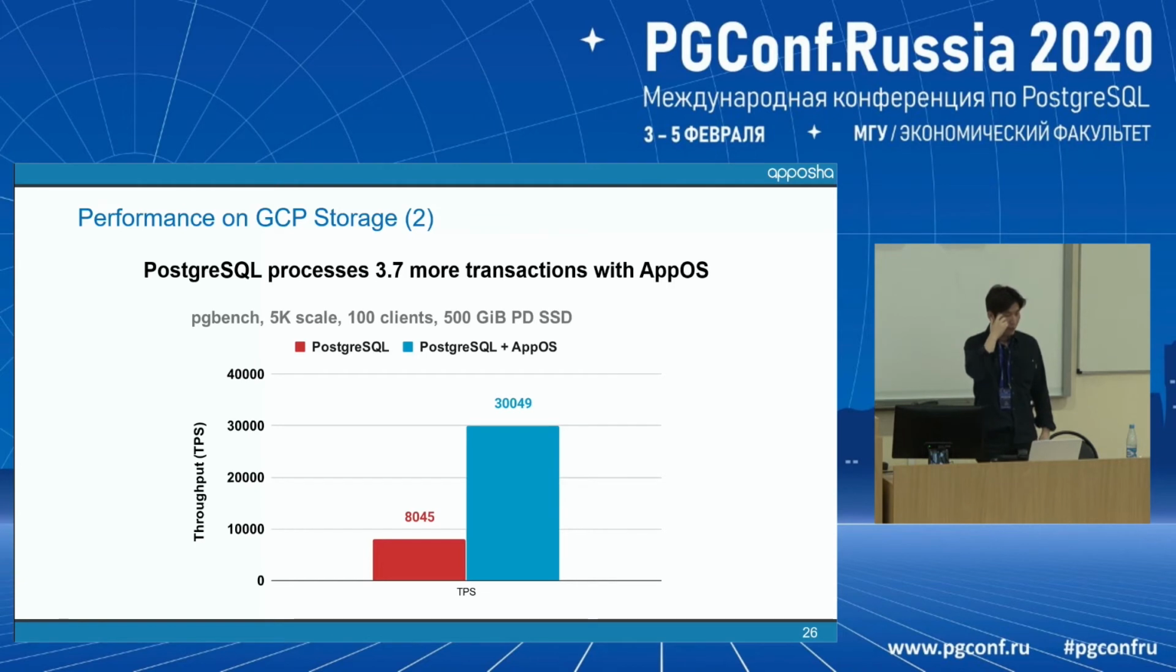So on Google Cloud, the AWS can make PostgreSQL process about 4 times more transactions per second. The reason behind this is actually similar to the results on AWS.